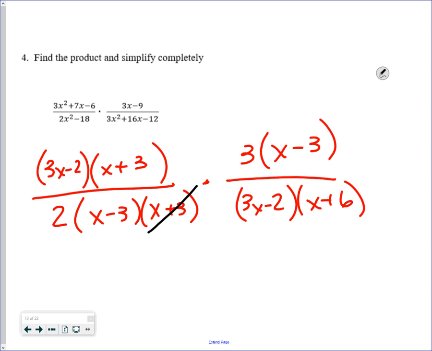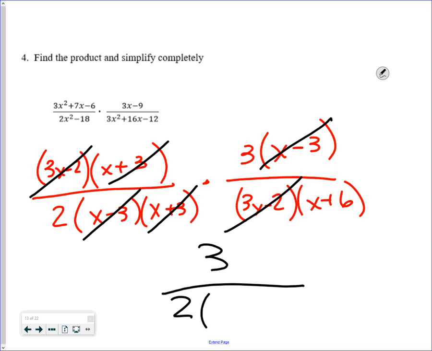You're allowed to cancel anything that's in the top and the bottom. So x plus 3 cancel with x plus 3. 3x minus 2 cancel with 3x minus 2. 3 is the only thing left on the top. A 2 and an x plus 6 is the only thing left in the bottom.